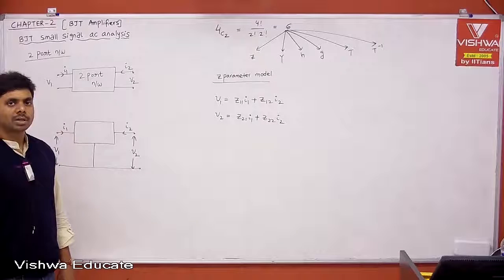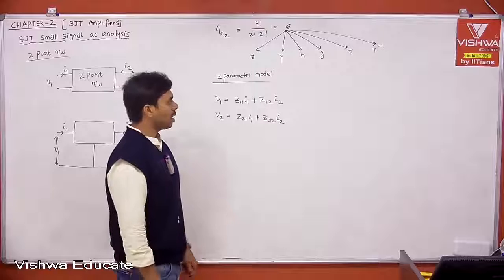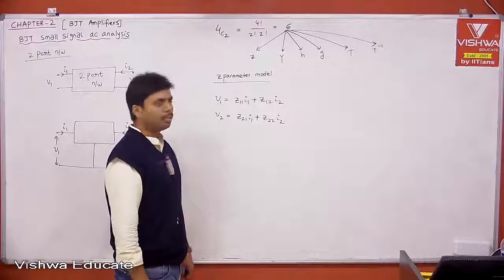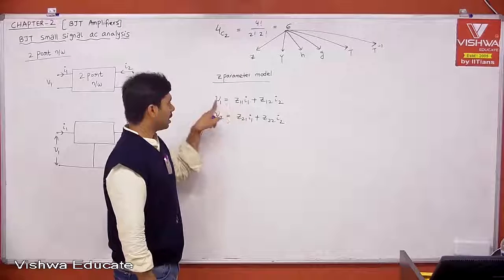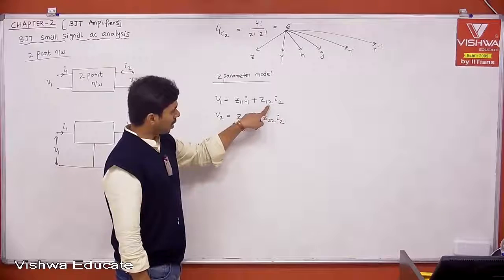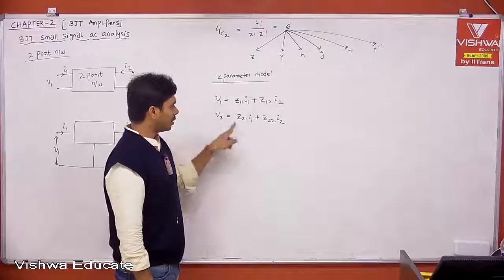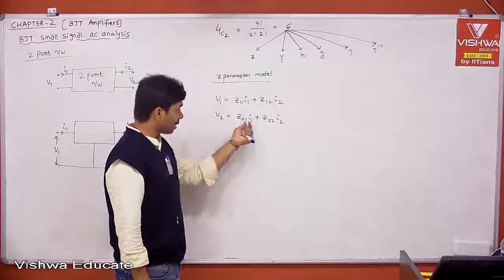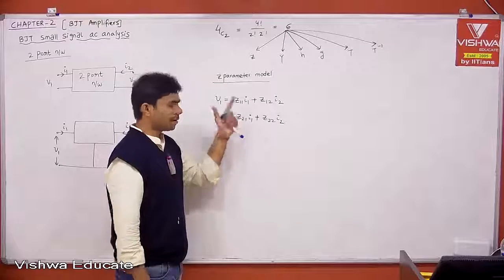Why is it called the Z parameter model? If you take all Z parameter values, the units are impedance units. Tell me, what is Z11? That is V1 by I1 when I2 is equal to 0. What is Z12? V1 by I2 when I1 is equal to 0. Z21, V2 by I1 when I2 is equal to 0. Z22, V2 by I2 when I1 is 0.